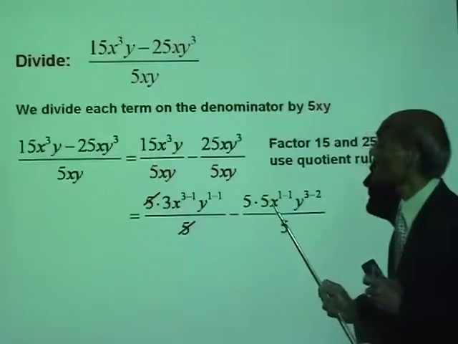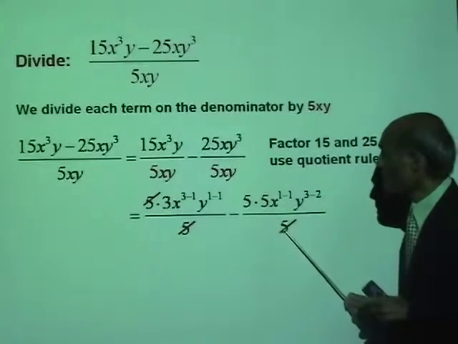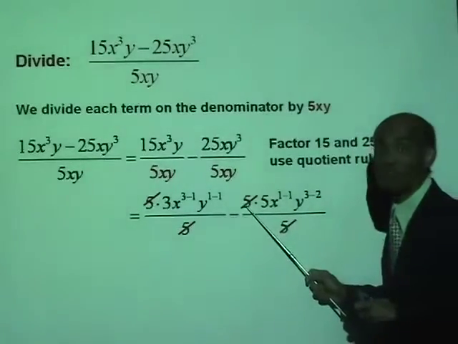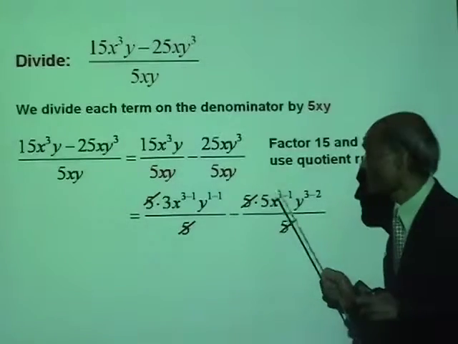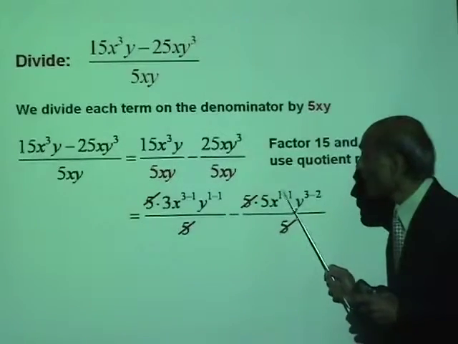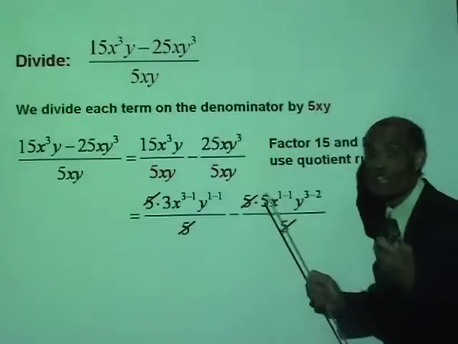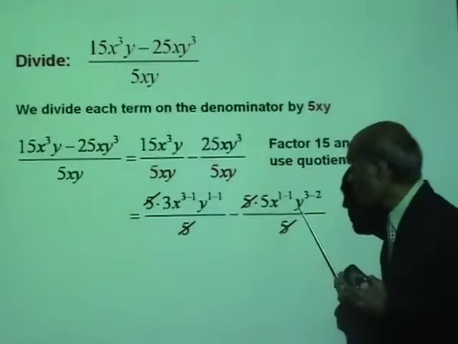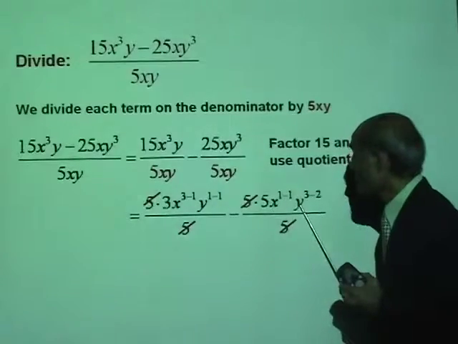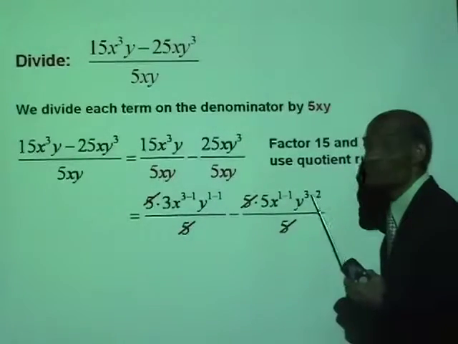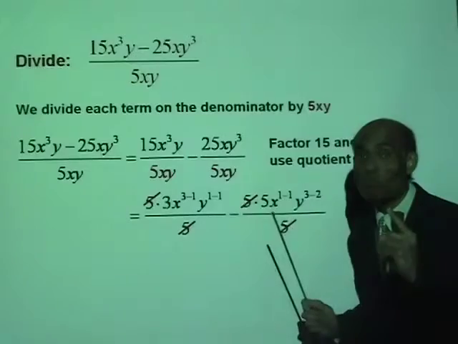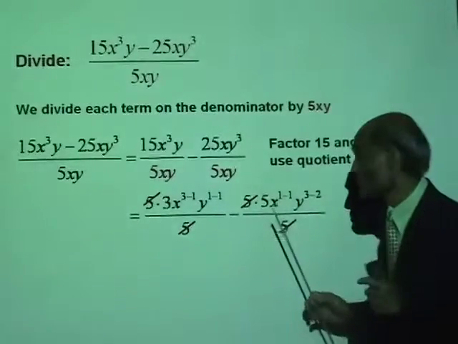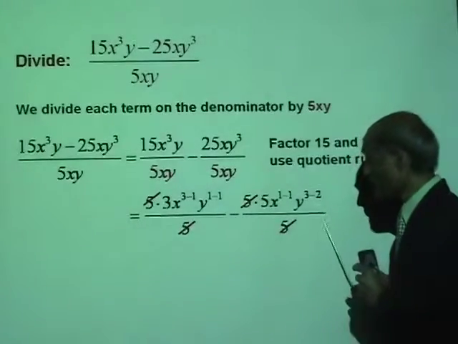Alright, let's go to the second term. 5 on the denominator goes with the 5 on the numerator. x to the power of 1 minus 1 is x to the power of 0, which is 1. So this will be 1. y to the power of 3 minus 2 will be y to the power 1. So what is my second term?